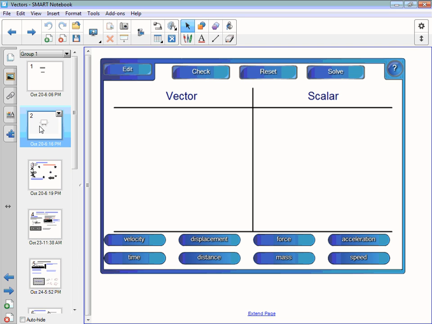We have a game. Games make physics fun. I need a volunteer, please, to demonstrate how fun this is. Thank you, dear. Come on up, please. As you can see, we have some type of sorting activity here, where the left column is vector, and the right column is scalar. Well, scalar, really, but it's fun. It's even more fun to say scalar, right?